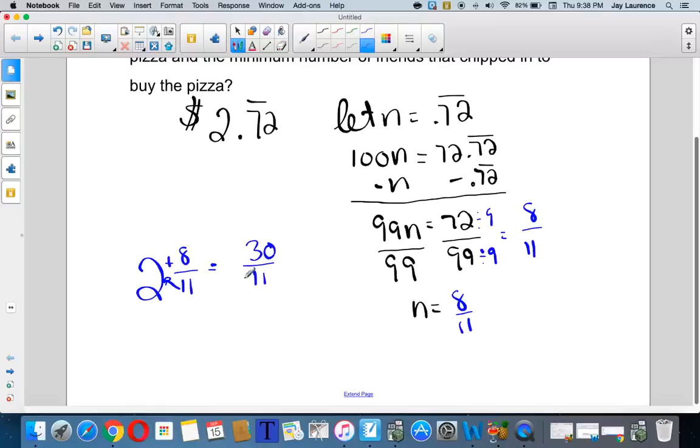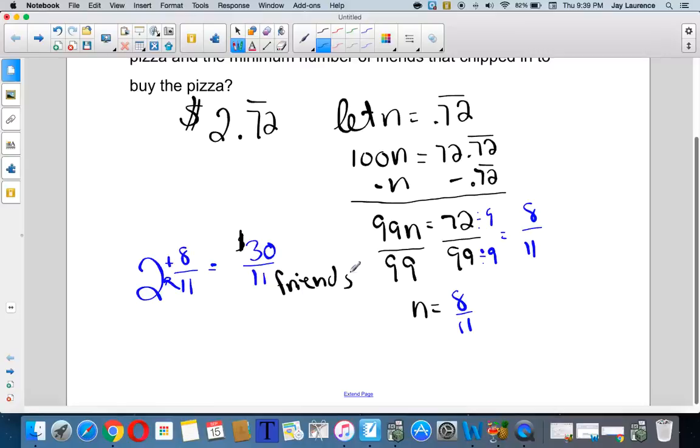Okay, now remember before we said total money over number of friends? I know how much the pizza cost. The pizza cost $30. And there were 11 friends. Isn't that cool? Doesn't that just blow your mind? This seemingly impossible problem is so simple if you know how to convert a repeating decimal into a fraction, and if you know that a fraction is just a division problem in disguise.